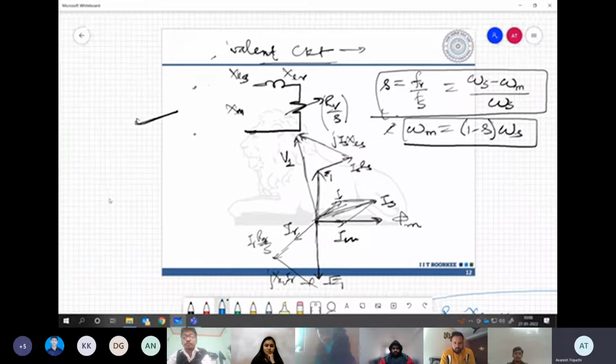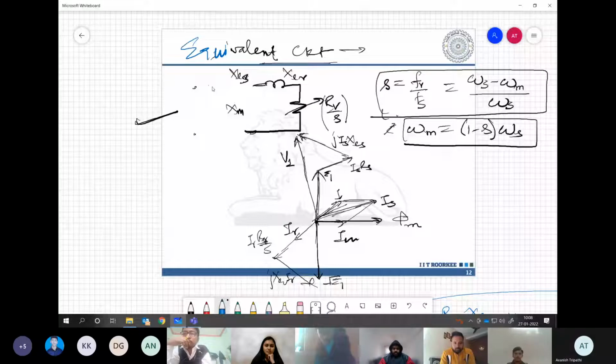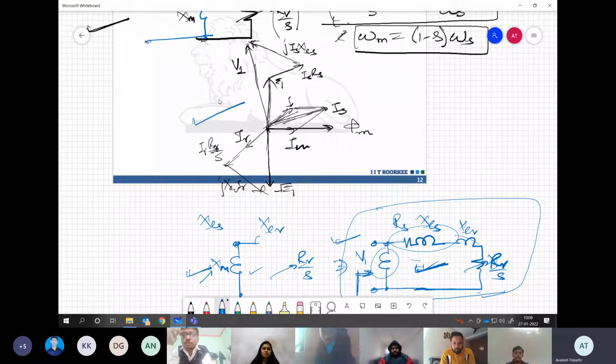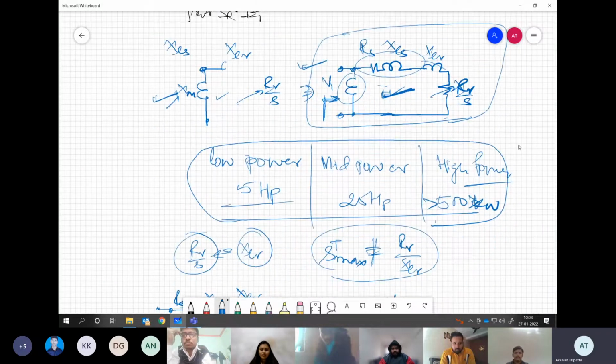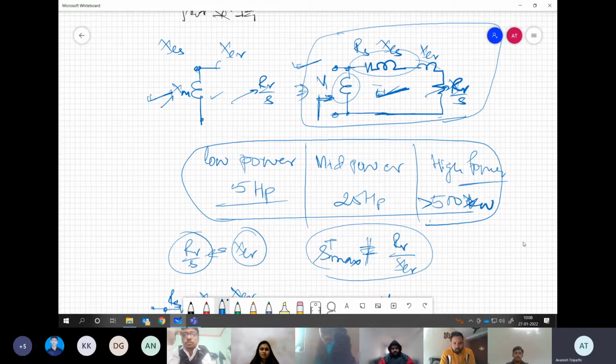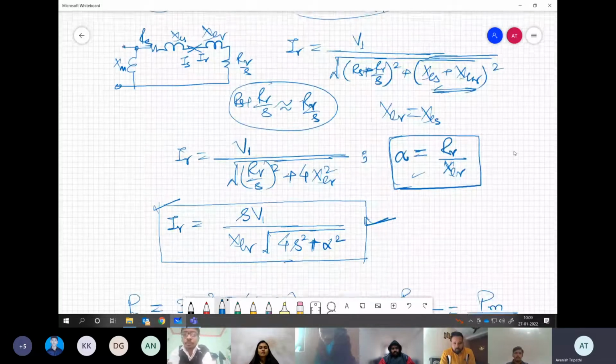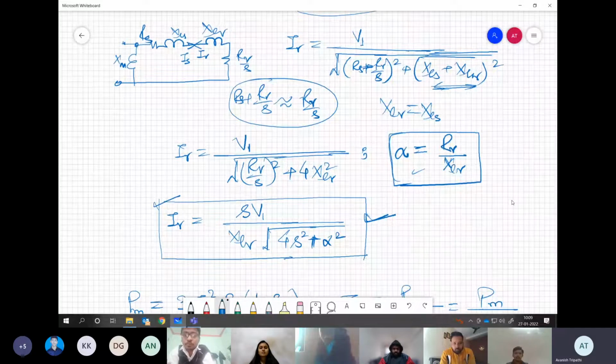Now we have moved towards the equivalent circuit. This is the typical equivalent circuit that we have seen earlier as well. We are trying to gain a little more understanding about this equivalent circuit and the phasor diagram, which will be useful in a lot of computations, particularly related to assessing the performance of the motor and the drive we are talking about.